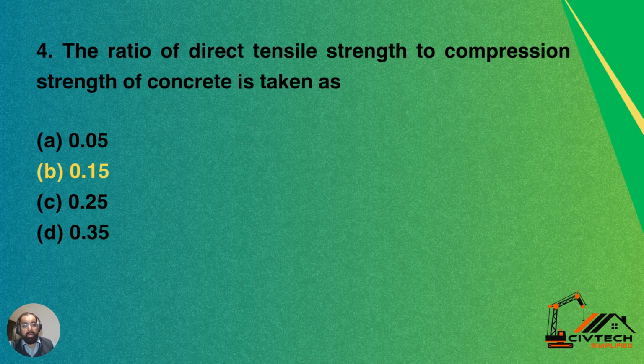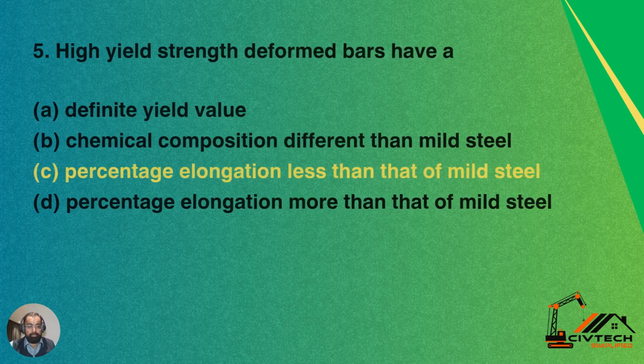Question number 4. The ratio of direct tensile strength to compression strength of concrete is taken as: option A, 0.05; option B, 0.15; option C, 0.25; option D, 0.35. The ratio of direct tensile strength to the compression strength of concrete is taken as 0.15. Option B is the correct answer.